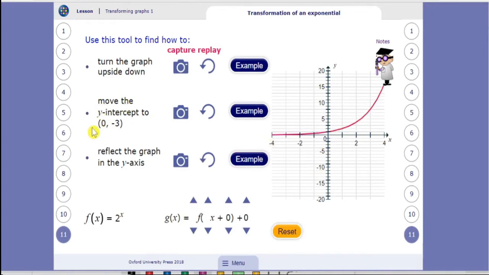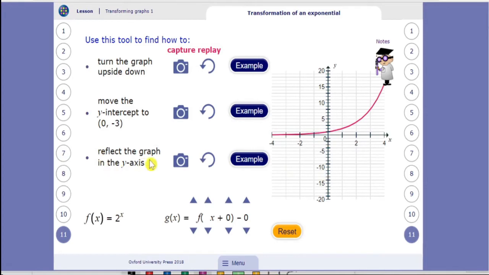Now move the y-intercept to 0, negative 3. Currently the y-intercept is at 0, 1, and we want to move it 4 places down to negative 3. So if we have to do a vertical translation, we add or subtract in the output. We have to go down. That's 1 unit down, 2 units down, 3 units down, and 4 units down. Now you can see that the y-intercept is at 0, negative 3. So we have to go 4 units down because the original graph was cutting at 1, and so to achieve negative 3 we had to subtract 4 from it.